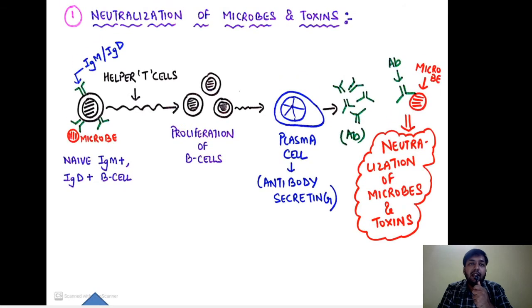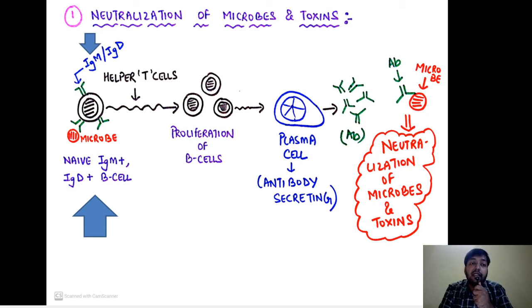So number 1, the neutralization of the microbes and toxins. This is very easy, and we have already discussed this before. So this is a naive B cell. As we all know, an immunologically inexperienced lymphocyte is called a naive cell. So this B cell is naive, and a naive B cell expresses certain receptors on the surface called IgM and IgD.